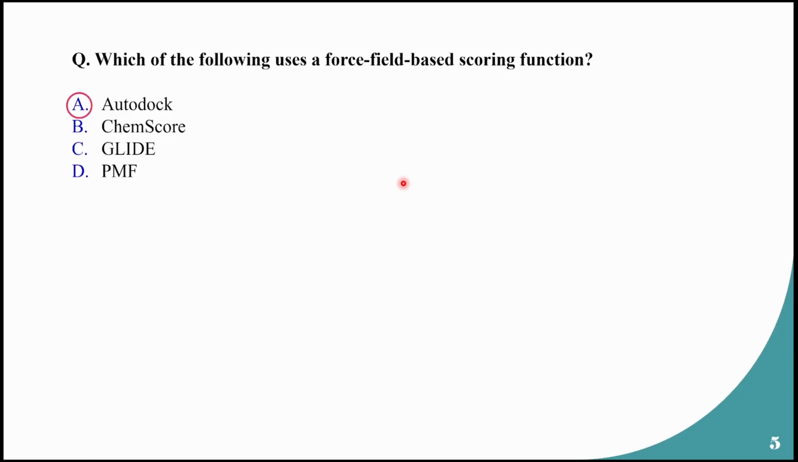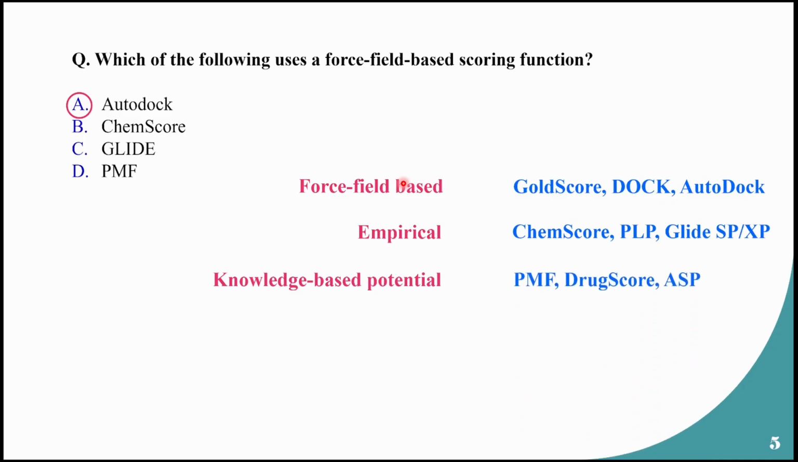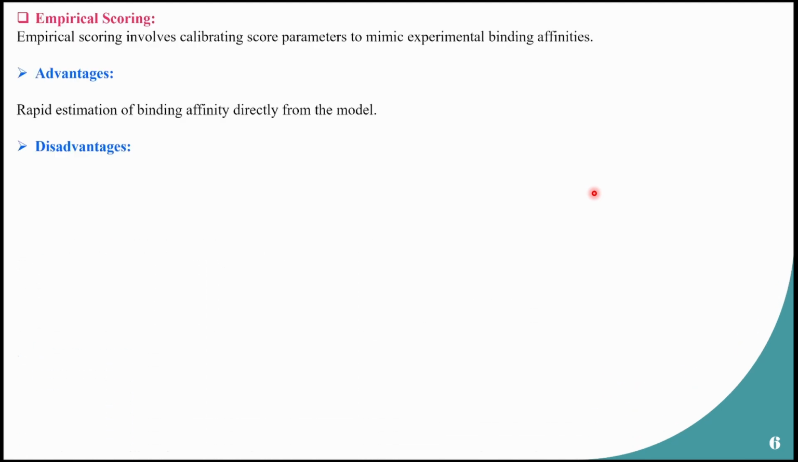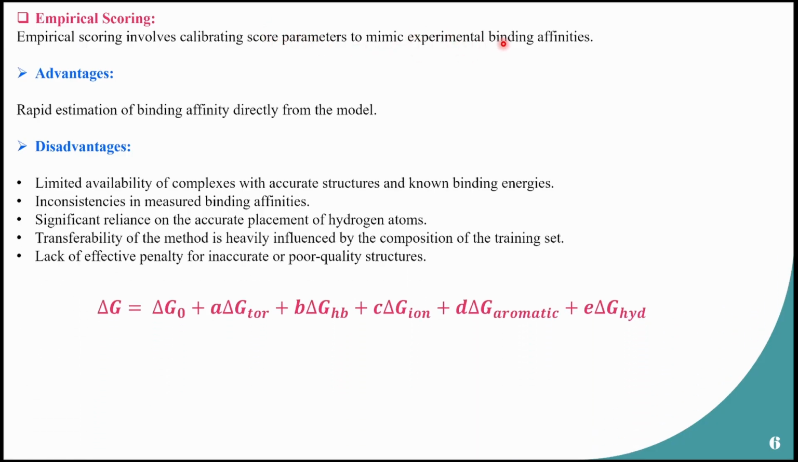And another is the scoring function. So scoring function we talked about, it can be force field based scoring function, empirical scoring function, or knowledge based potential scoring function, right? The force field based is, of course, where you have the potential related to the bonded and non-bonded interaction implemented into the approach, right? So that is what is used in AutoDock and in GoldScore, etc. We talked about that. We talked about the empirical scoring functions, where you get the score parameters to mimic experimental binding affinity. There are definitely some advantages and disadvantages to those as well.